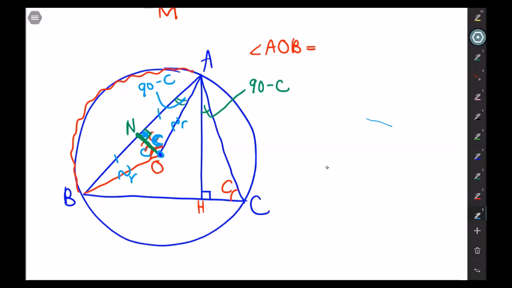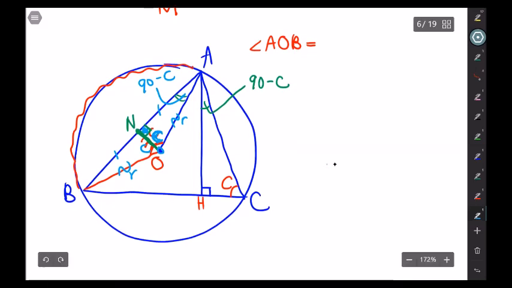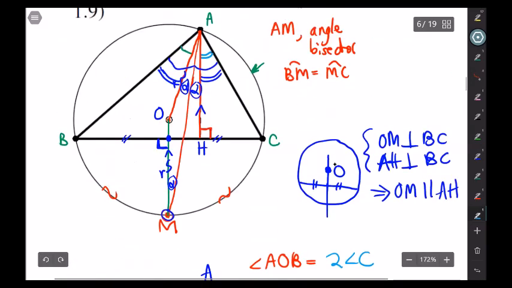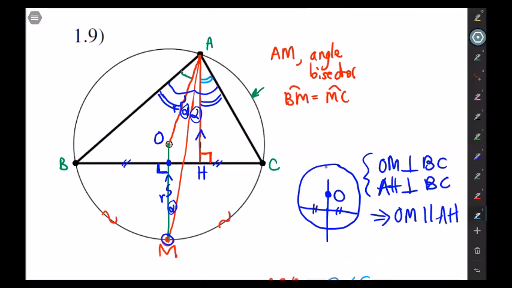Awesome. Someone mentioned they wanted to see AOB is 2C here, 2 angle C. Someone mentioned they wanted to see the first picture, so there you go.